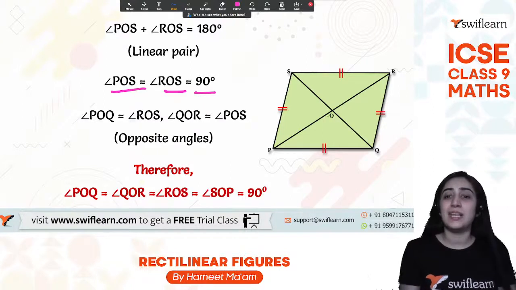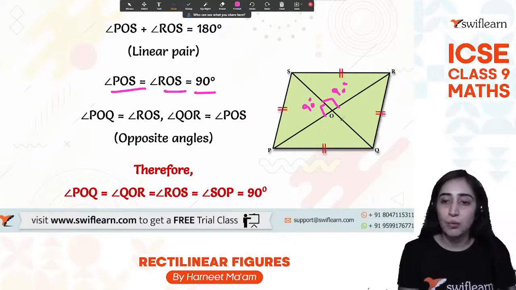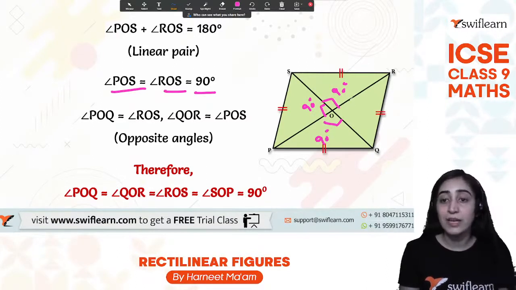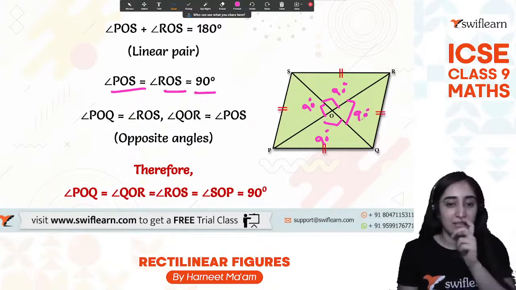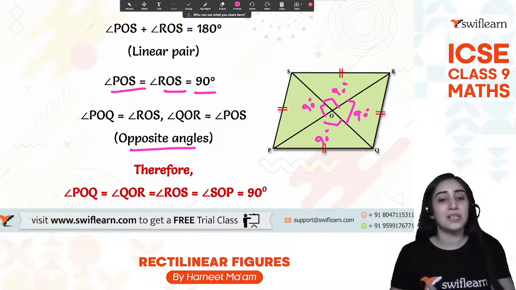So that's what I said. Now this is equal to this, which is 90 degrees. Now tell me one thing, just think over it. If this is 90 degrees, what will happen to this? This is also a straight line. Similarly, this will also be 90 degrees. Similarly, this will also be 90 degrees. But I can say it the other way around also, because they're opposite angles, so automatically the opposite angles are equal.